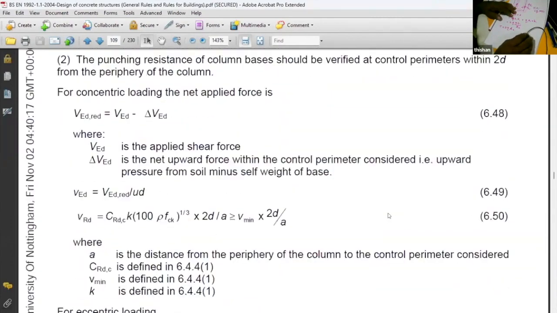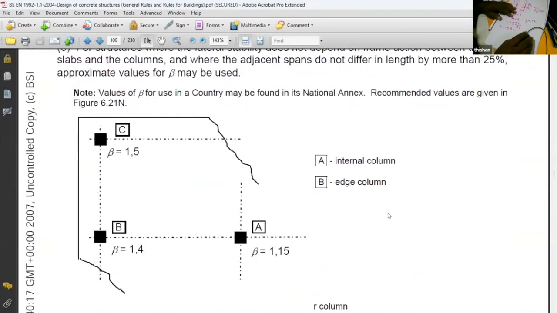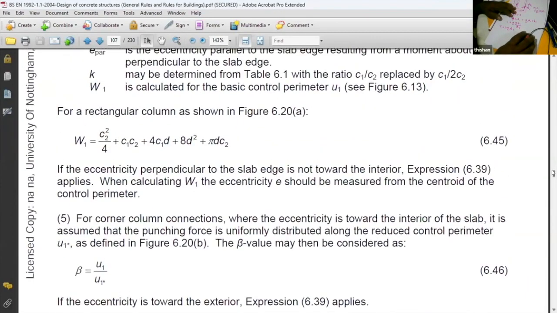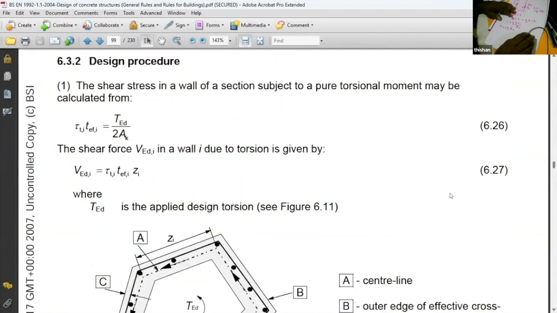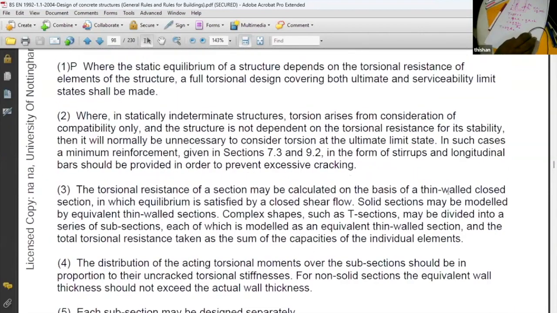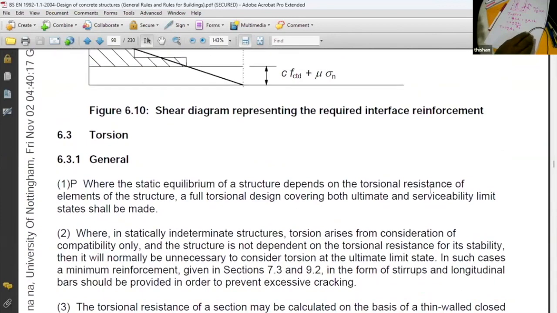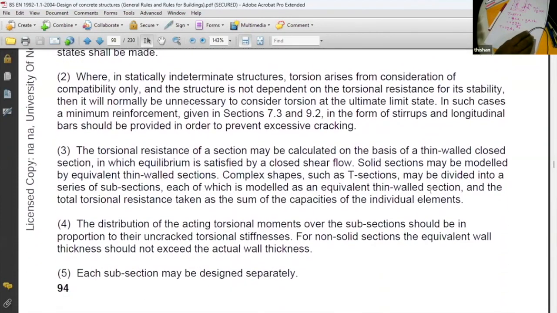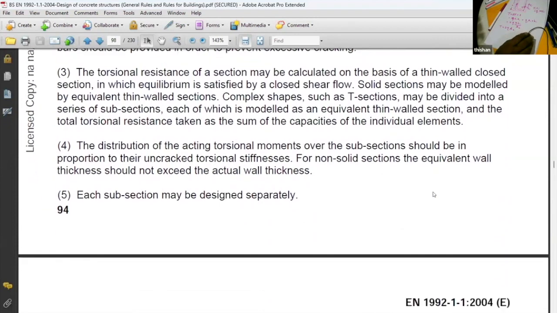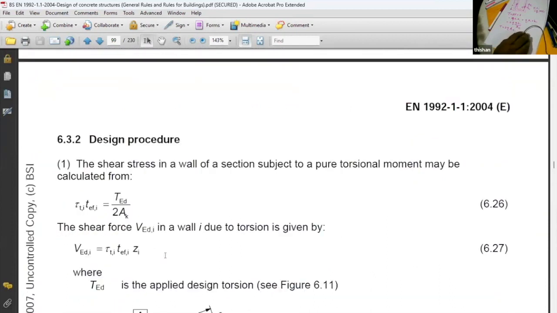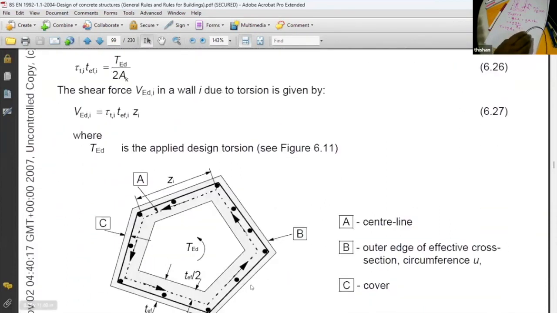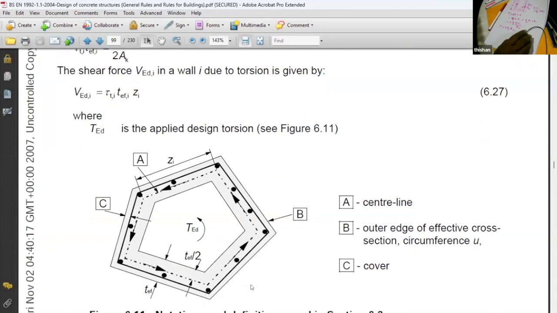So this is the code. This is all about punching shear. Okay. Now here you get torsional shear. So if you look at torsion in the code, it's a very small section. And this is the equation that we have just proved. Then it gives this diagram, which tells about the shear force on a wall.